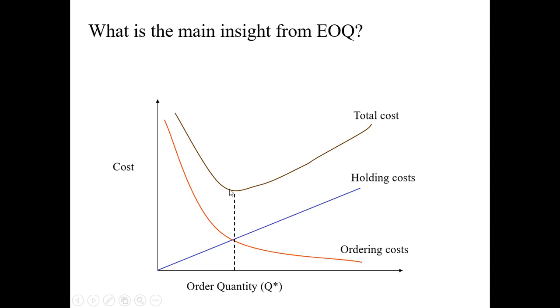So we can see that there is a lowest point, which is the minimum cost, and that point is normally called the economic ordering quantity, or in our previous discussion, Q star. So Q star will give you the valley point of this particular graph.